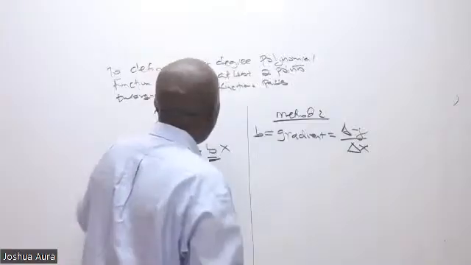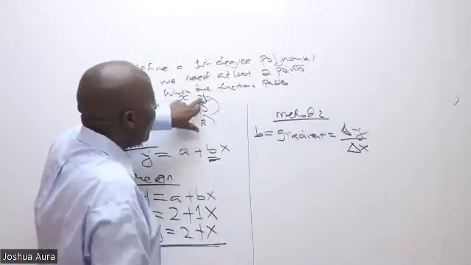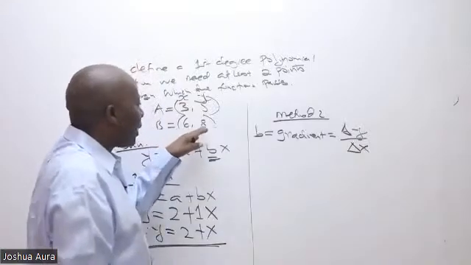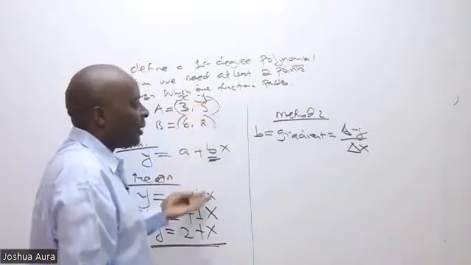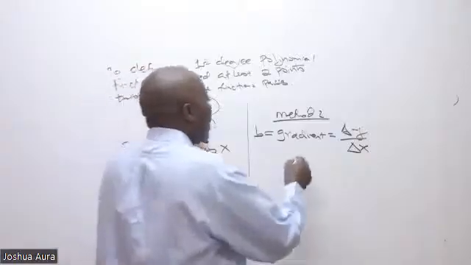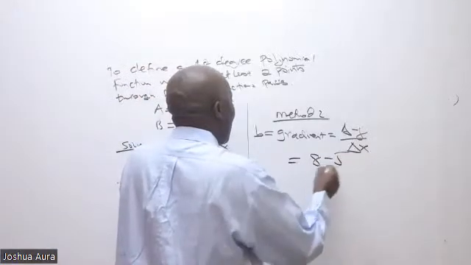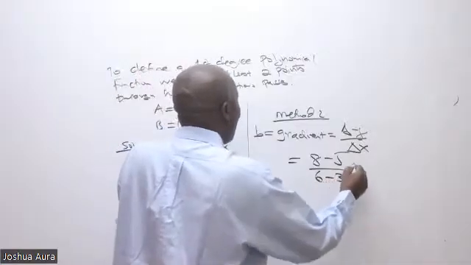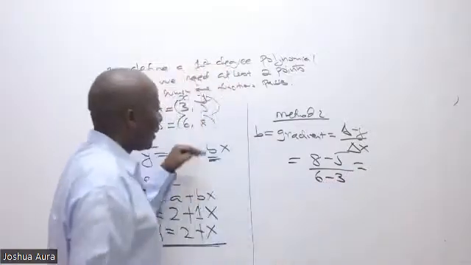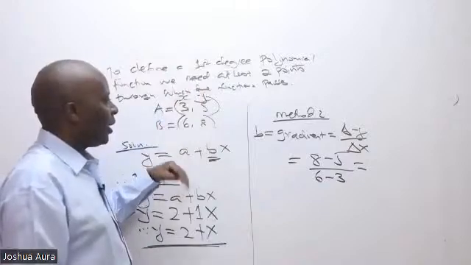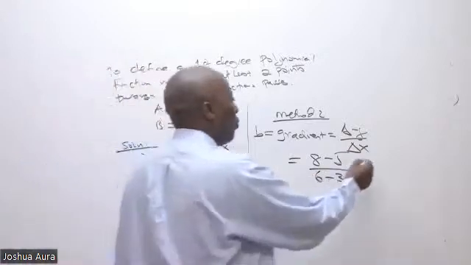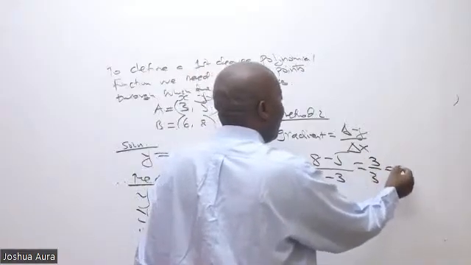So change in y. So these are our y values. Change means you are subtracting. You can decide to take b minus a or a minus b, it doesn't matter really. So change in y, this will be 8 minus 5, all over change in x, which will be 6 minus 3. Because I said here b minus a, the same for change in x. So then this will be 3 over 3, which will end up giving me 1.